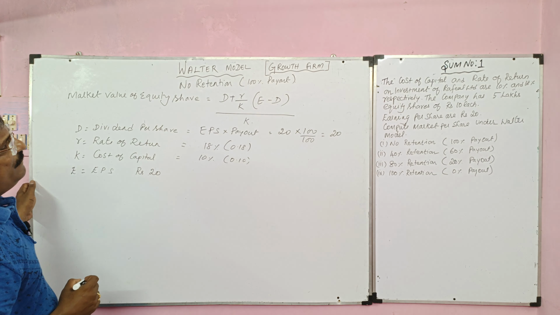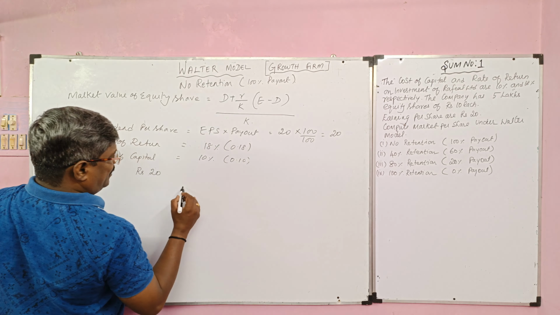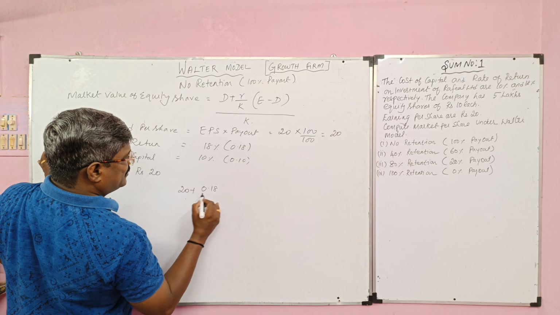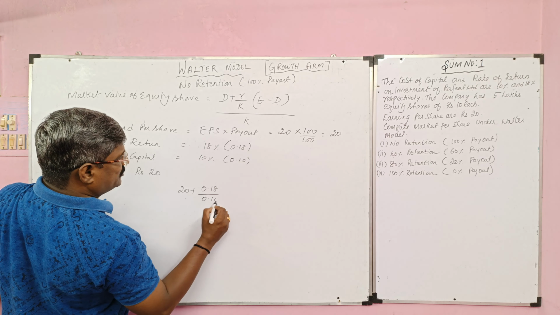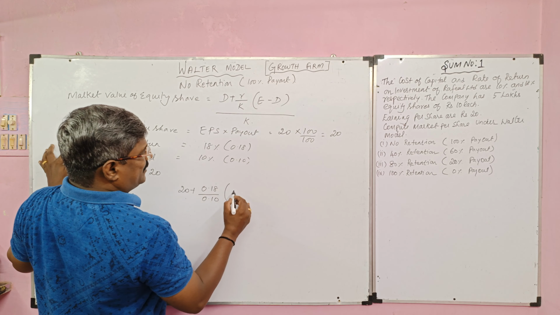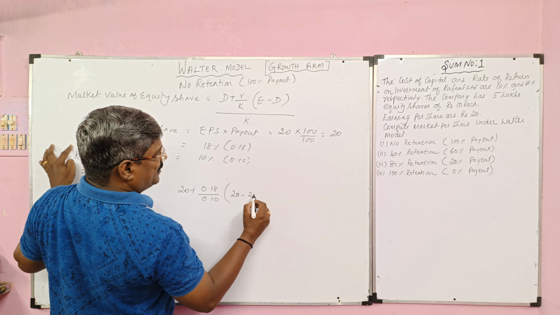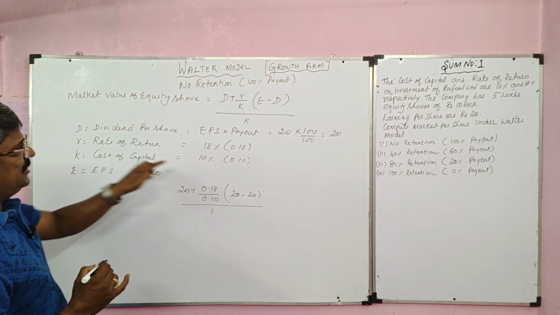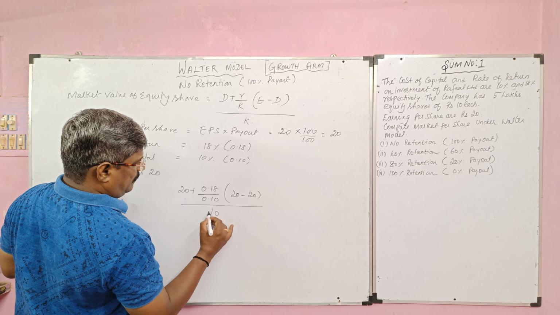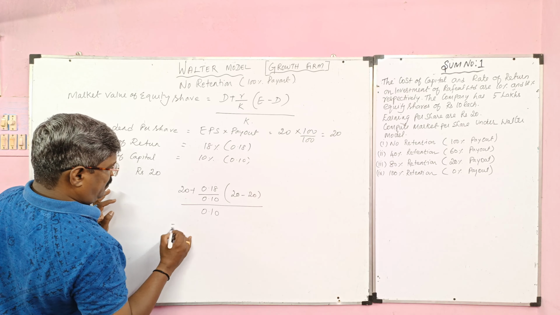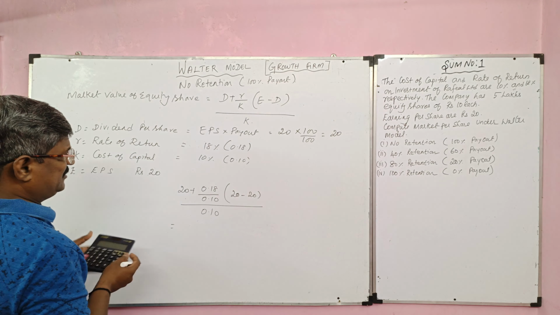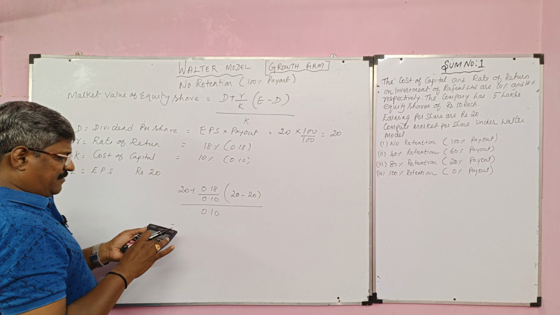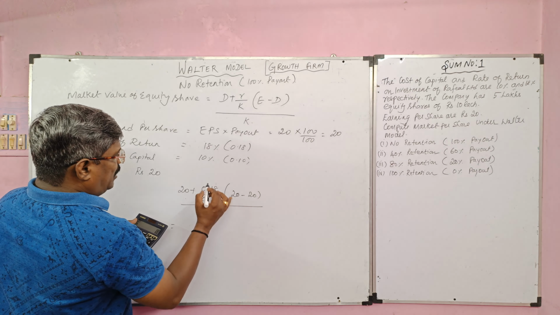Now we can apply the formula. D, just now we ascertained 20, plus R given in the question 0.18 divided by K 0.10, open the bracket, earning per share 20 minus dividend per share also 20, divided by K. K how much? 0.10. Now we can complete this. First we should divide 0.18 by 0.1, and we get 1.8.